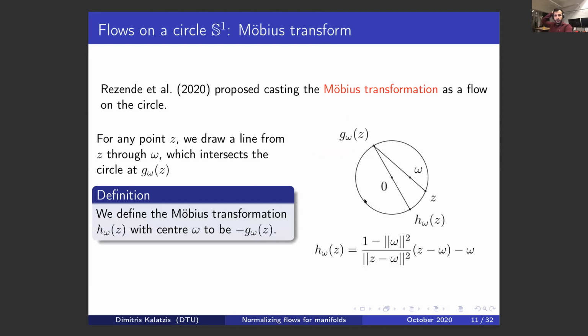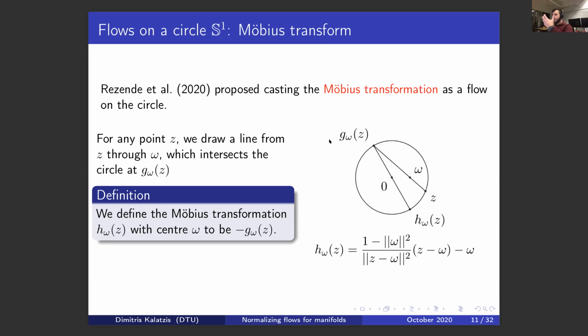Okay, good. So for this transformation, we will view the circle as a 1D manifold embedded in R2. For any point Z on the circle and another point omega, which has norm that is strictly smaller than the circle radius, we draw a line from Z through omega, which intersects the circle at another point G omega Z. Now, the Mobius transform is the antipodal point H omega Z of G omega Z.